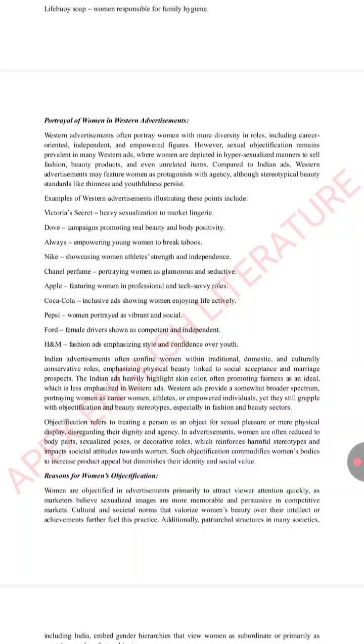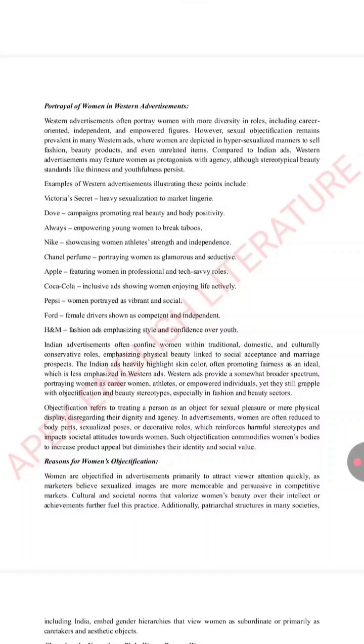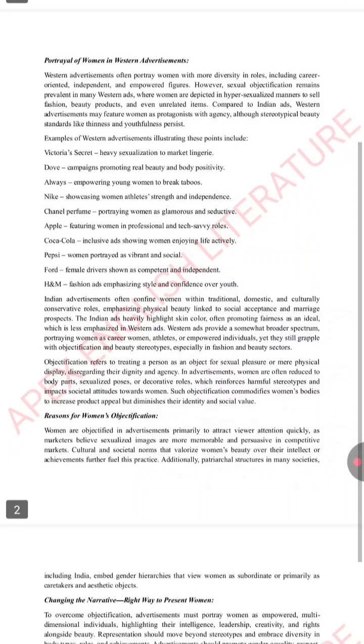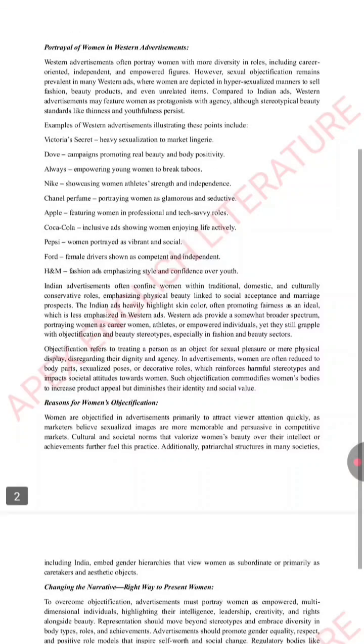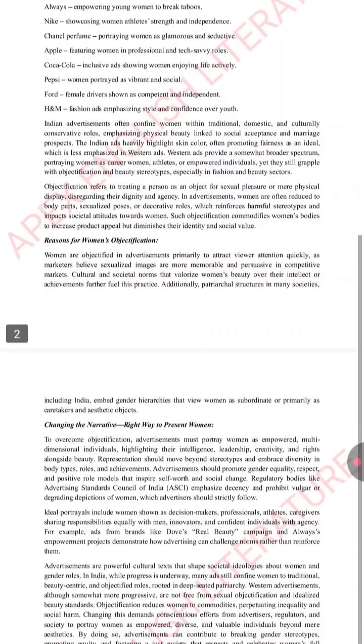Then the portrayal of women in Western advertisement: how women are portrayed in Western advertisements, including career-oriented, independent, and empowered figures. However, sexual objectification remains prevalent in many Western ads, where women are depicted in hypersexualized manners to sell fashion and beauty products. For example, the Dove campaigns promoting real beauty and body positivity, and Coca Cola inclusive ads showing women enjoying life actively. It is quite different from how the Indians represent.